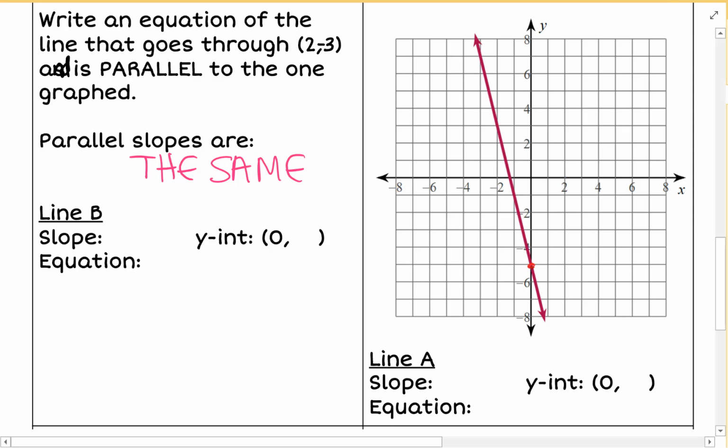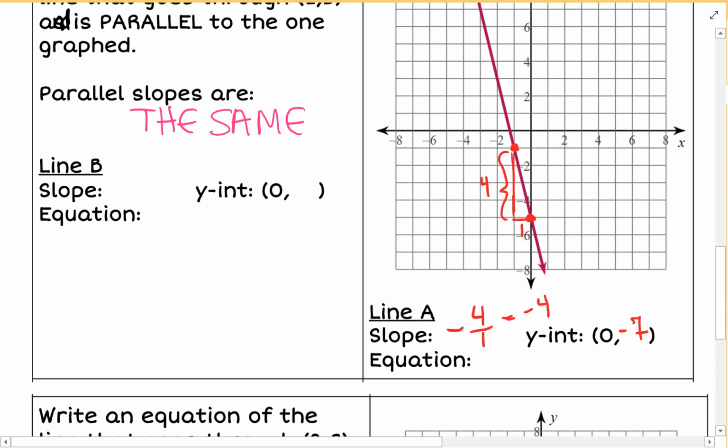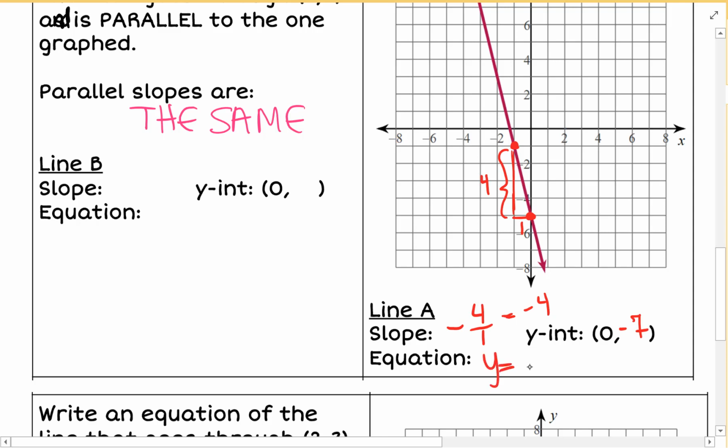My y-intercept looks like it's -7. I think I have another point at (-1, -1). My slope triangle has a base of 1 and a height of 4. And as we look left to right, this is decreasing. So our slope will be negative delta y over delta x. You could also write that as -4. So our equation for the line graphed is y equals -4x minus 7.